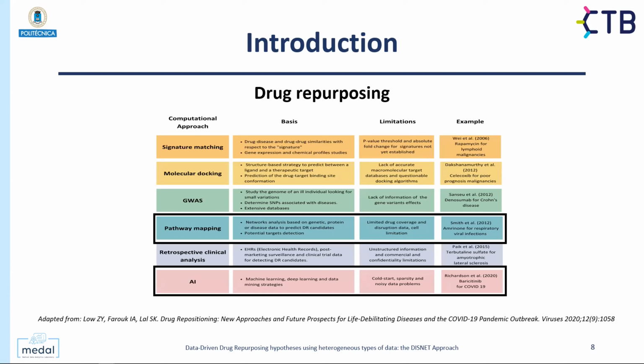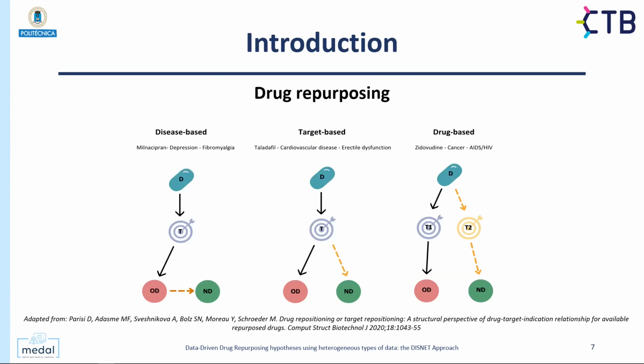And from the computational perspective, that is the one that I would like to discuss today, we have many computational approaches, but two of them that I think are quite relevant, and that are closer to my work, are pathway mapping and the artificial intelligence one. The pathway mapping is more based on trying to do a network analysis on the genetic, protein or disease data to predict potential drug repurposing candidates, okay? And trying to find potential target detection, okay? So it's when we go back here and we go to this approach of target-based, okay?